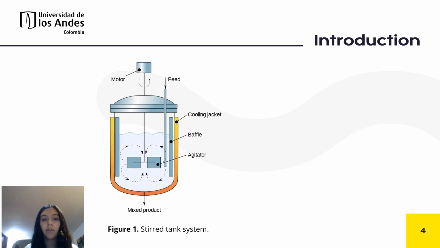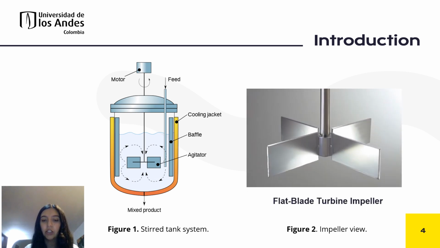Mixing is one of the most widely used operations in the industry due to the high number of applications. Like many other operations, many factors can influence the efficiency of this process. One significant factor is the geometry, especially the impeller's geometry, since it can define the hydrodynamics of the fluid.